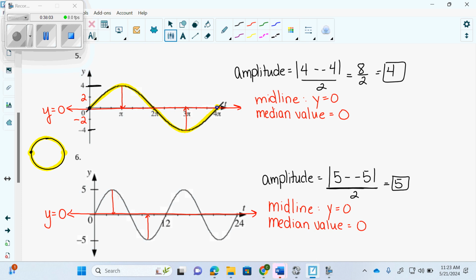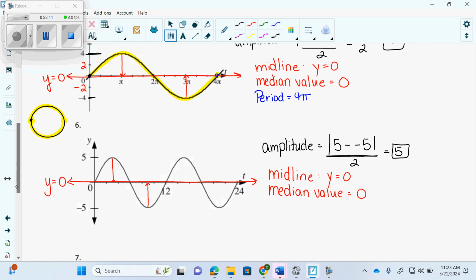Okay, so it's 0 to 4 pi, so the period is 4 pi. Okay, this one. Are we starting at a max or a min? Have we started at a max or a min? Here's the max, here's the min. Are we starting at a max or a min?